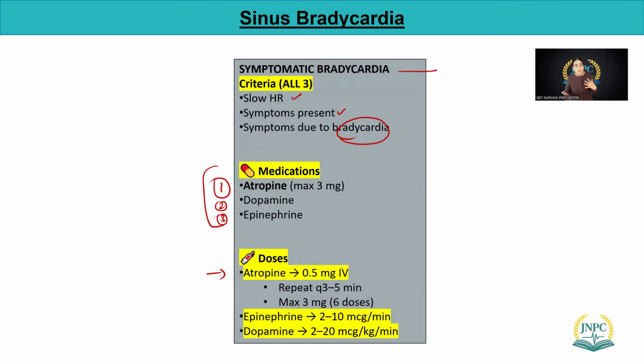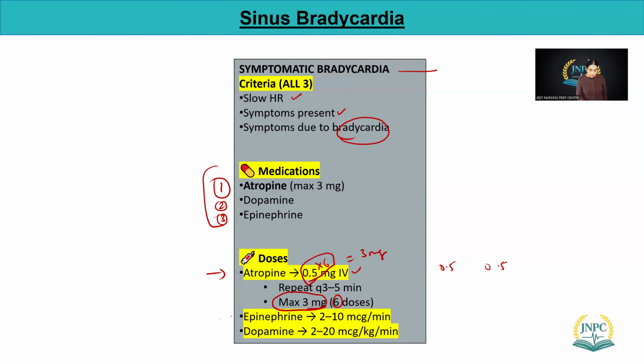Because for anything we have to do, we need an order, right? So 0.5 mg IV, we can repeat it every 3 to 5 minutes. And the maximum we can give is 3 mg. So 0.5 every 3 to 5 minutes. If the maximum is 3 mg, you multiply 0.5 by 6 doses, that will be 3 mg. So the maximum we can give to any client is 3 mg, not after that, because you will see no effect afterwards. Okay, you will deteriorate the condition.